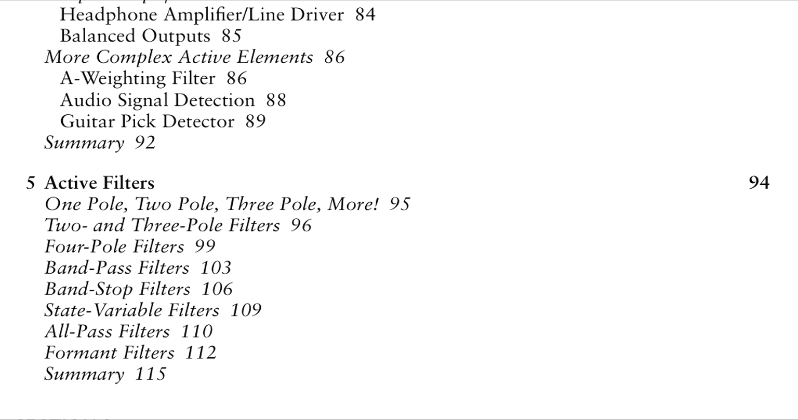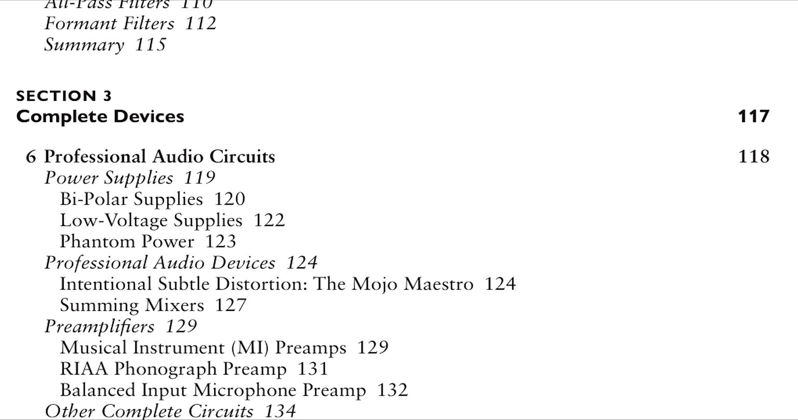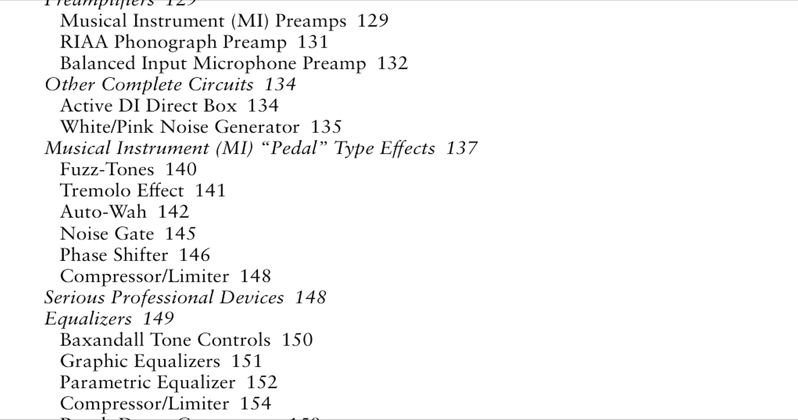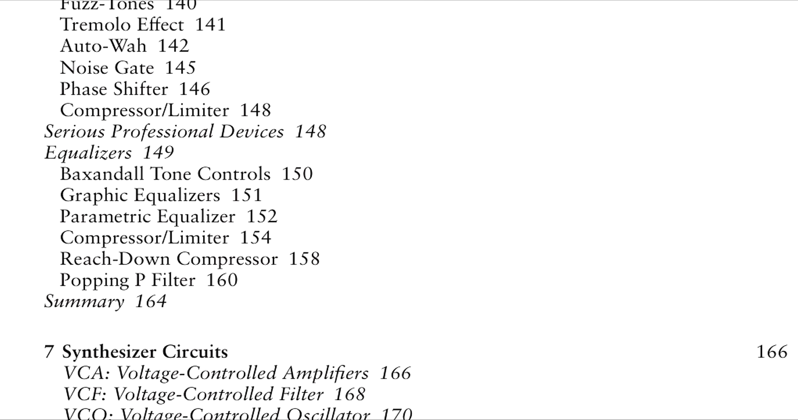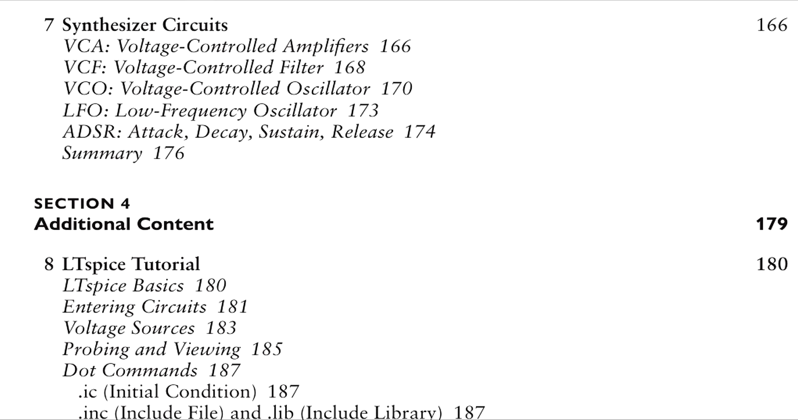A number of musical instrument pedal effects are also provided, including an auto-wah, noise gate, fuzz tone, and phase shifter. Every type of active filter commonly used for audio is included and explained in detail, along with every audio circuit needed to build a complete analog synthesizer.